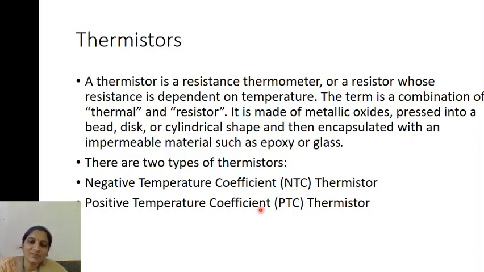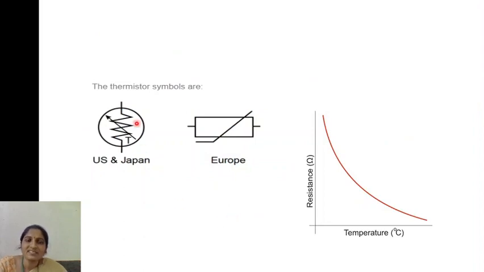Usually thermistors are available as NTC thermistors only. There are also PTC thermistors, those are positive temperature coefficient thermistors, but these are not available in abundance. Only NTC thermistors are used. The circuit symbol of this thermistor will be like this, a variable resistance, and sometimes it can be indicated like this also.